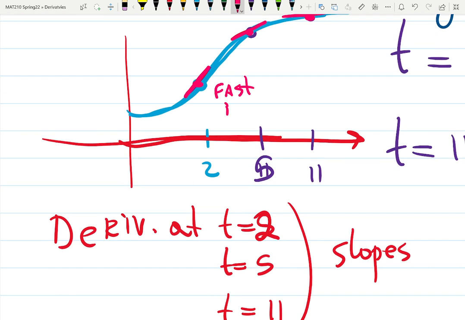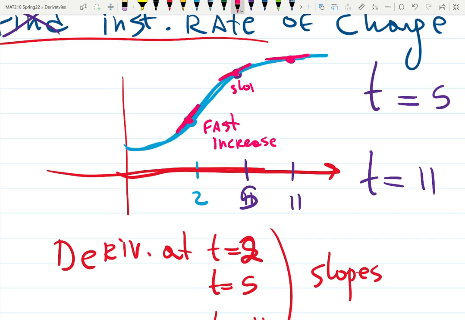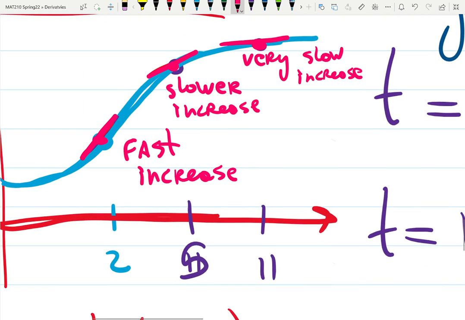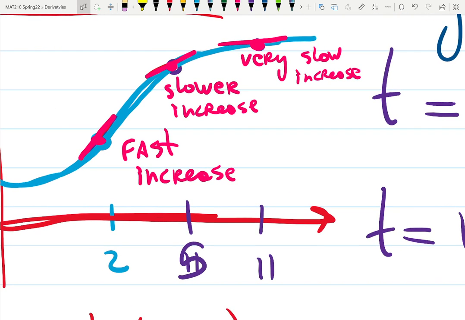So fast increase is happening at 2. Slower increase, and then barely any increase, very slow increase. This is what I was trying to explain. Do you understand why hiking each location will have a different, what's the word? Challenge. Yes, we'll have a different level of challenge. Hiking at the first point at 2 is very hard, then it's easier and very easy.